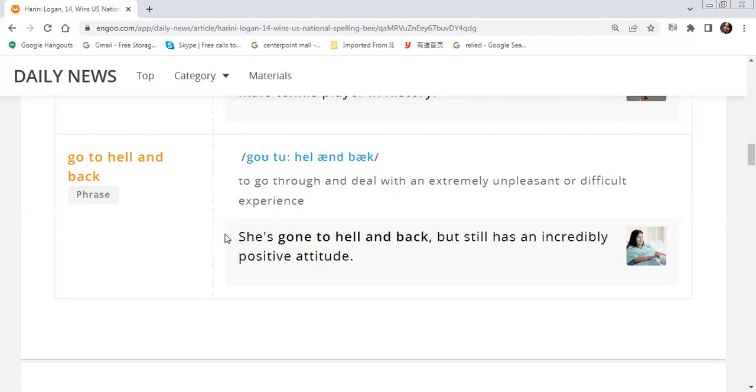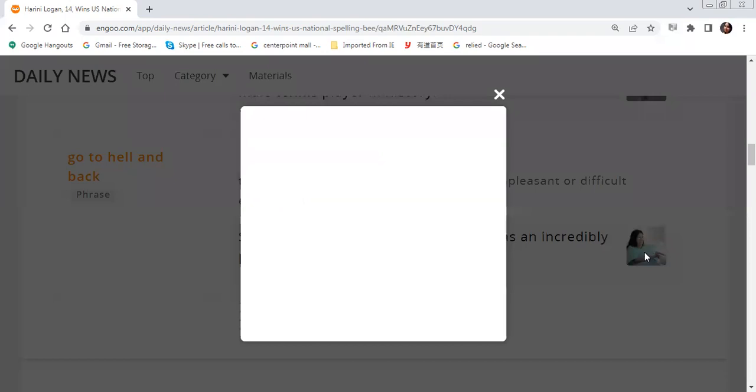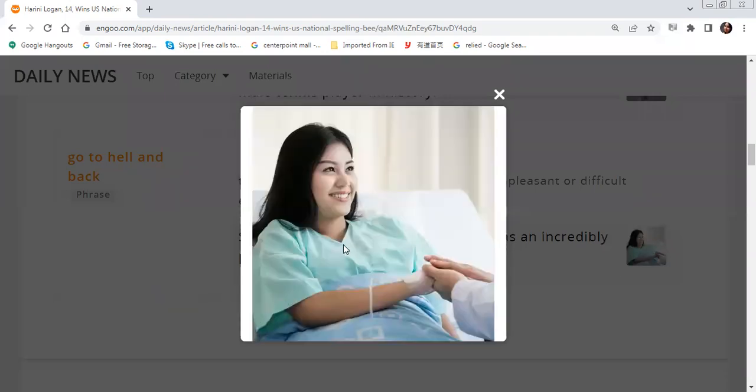Our example says she's gone to hell and back, but still has an incredibly positive attitude. And we can see here the young woman, and she appears to be in the hospital.